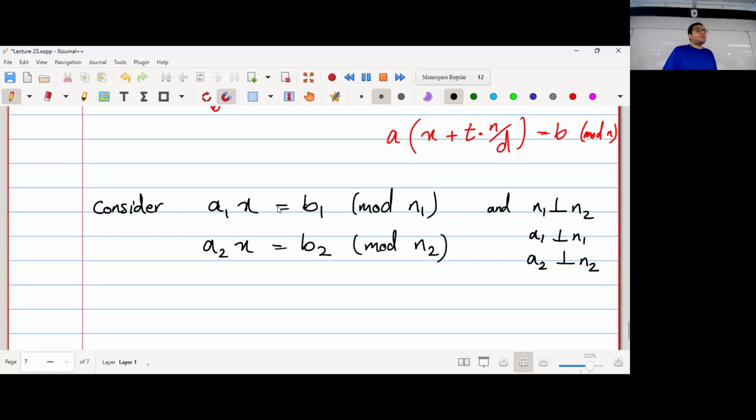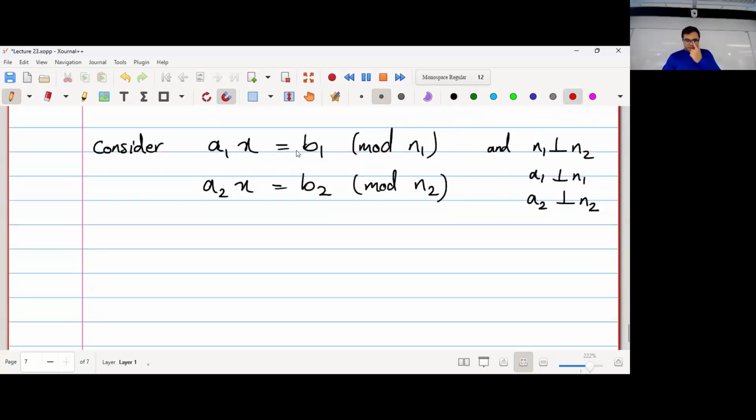Is that always possible? Yes or no? So this one has exactly one solution, this one has exactly one solution. Can I find a solution for both of them together?